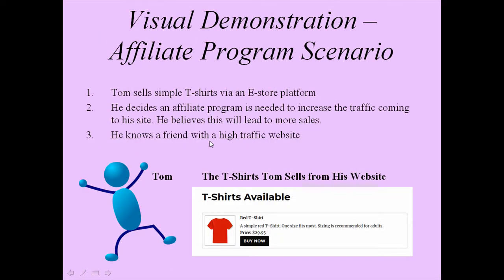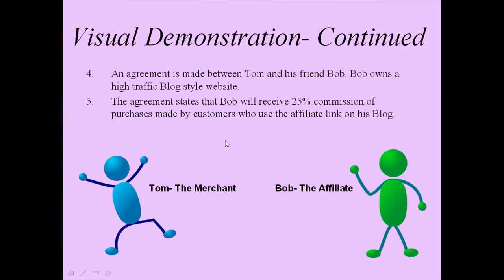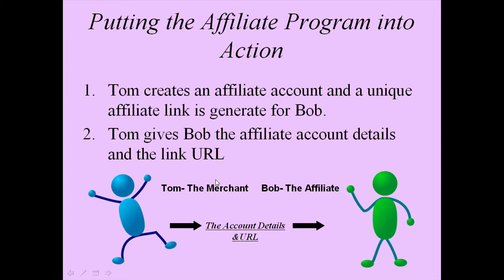Now I'd like to run through a visual demonstration of how the affiliate program works. Tom has a simple red t-shirt for sale via an eStore platform. He knows a friend who has a high traffic website and believes an affiliate program will increase his t-shirt sales. An agreement is made that Tom will reward his friend Bob with 25% commission of purchases made from customers who use the affiliate link. To set up this agreement, an affiliate account is set up for Bob.